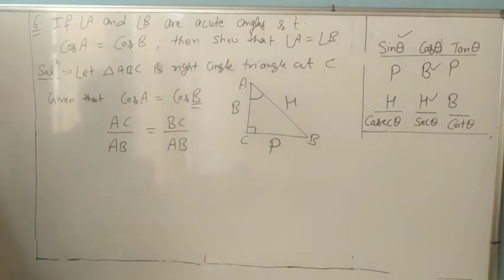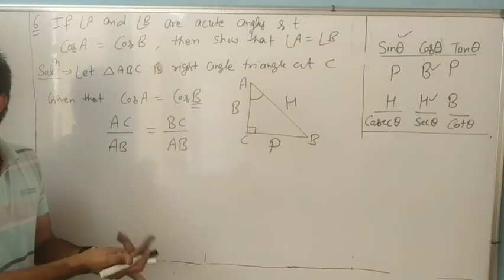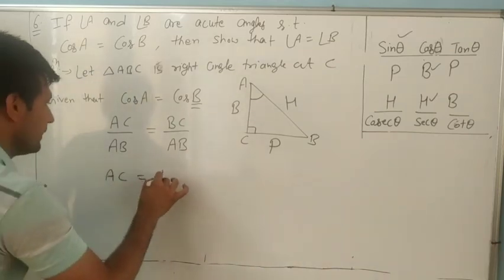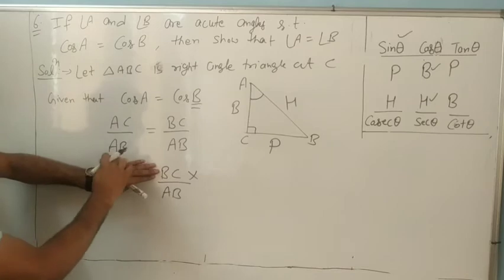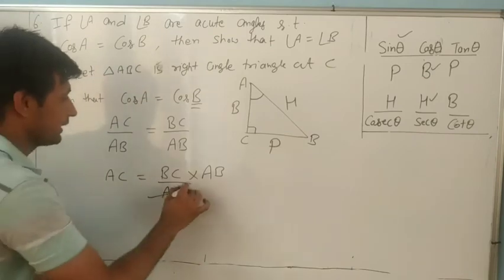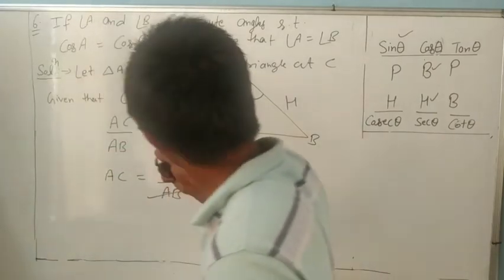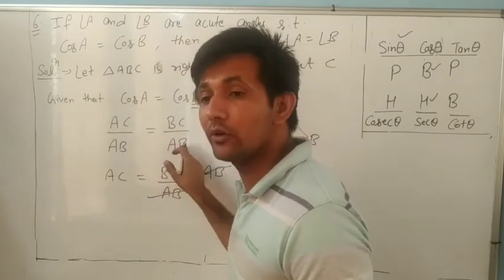Now look here, can we cross multiply? Yes. AB cancels AB, can we cut? Yes. AB is divided on one side, so multiply on the other side. AB cancels AB. Otherwise here, AC equals BC divided by AB, and it is divided, so on the other side multiply by AB, and AB are both the same. Can we cut? Yes, we can cut. Always remember, whenever there is an equal sign, we can cut numerator to numerator, denominator to denominator.